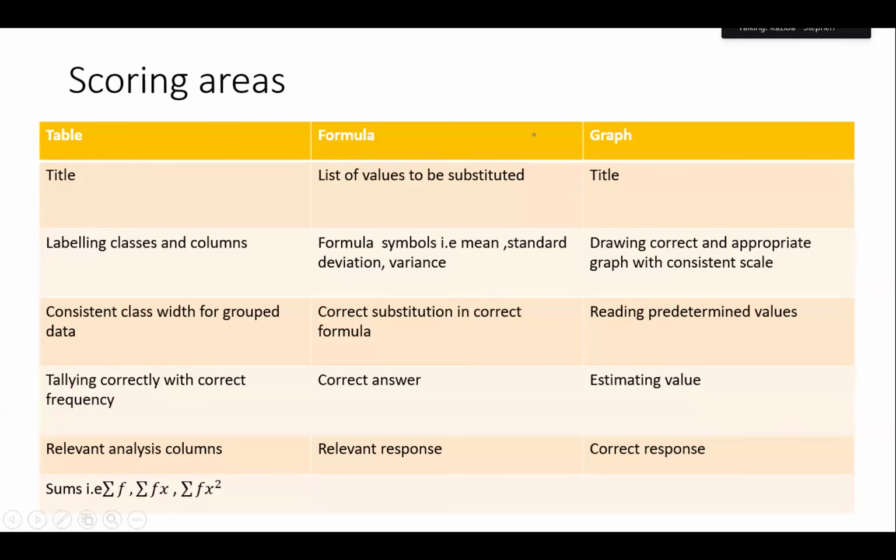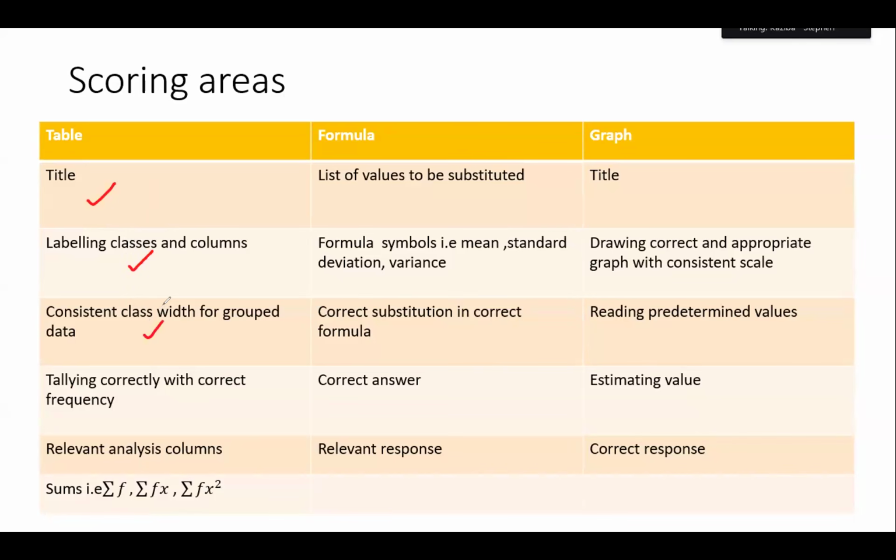So what areas are going to be considered, or which areas do you need to look out for? Number one, never miss a title. That one is a free mark you should get. Number two, label your classes and columns very well. Always extract the wording used in the scenario to your table. Have consistent class width for the grouped data.